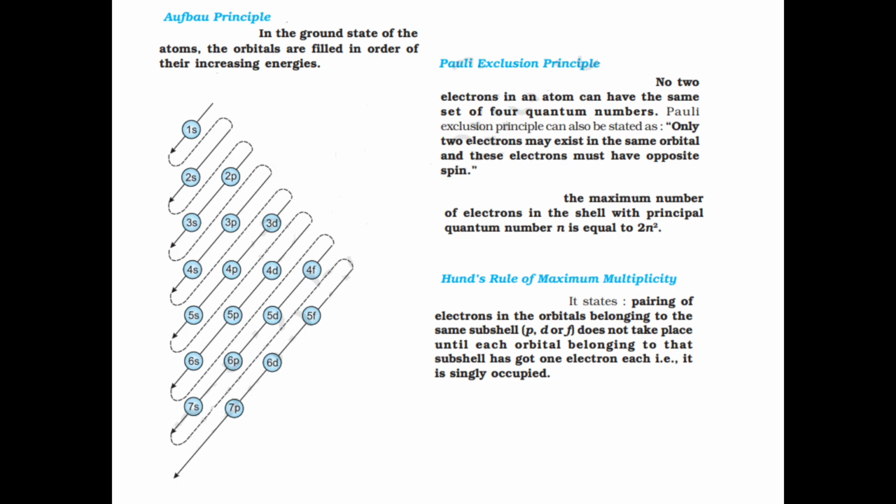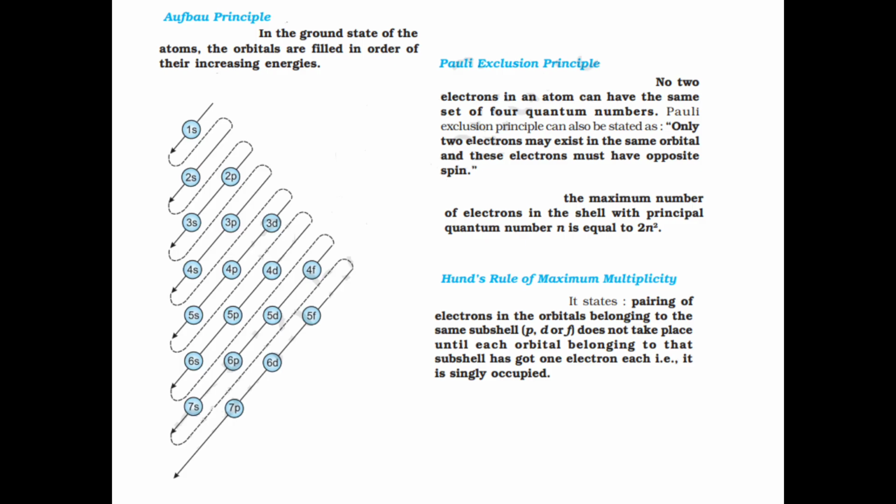Now come to Pauli's exclusion principle. No two electrons in an atom can have the same set of four quantum numbers. The Pauli exclusion principle can also be stated as: only two electrons may exist in the same orbital, and these electrons must have opposite spin. The maximum number of electrons in a shell with principal quantum number n is equal to 2n square.